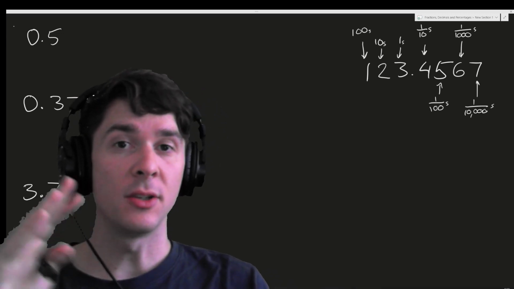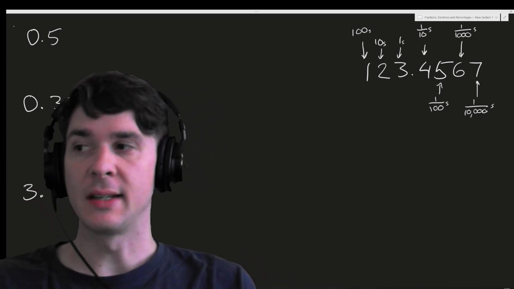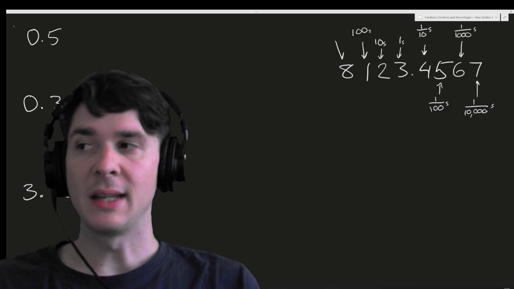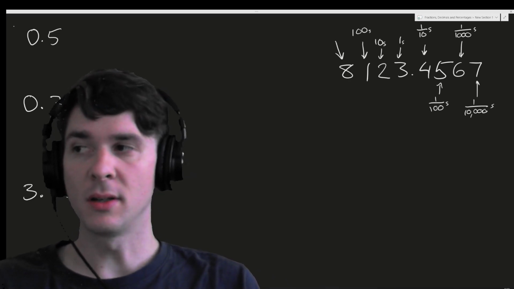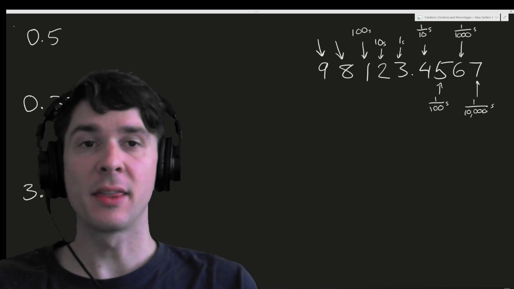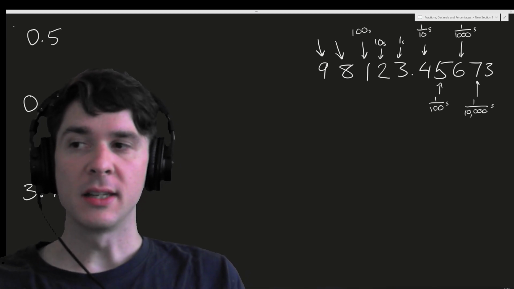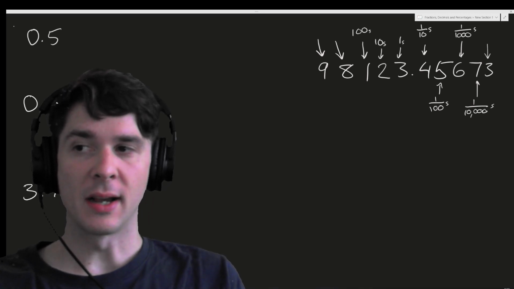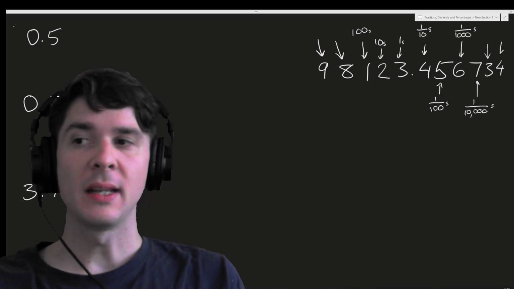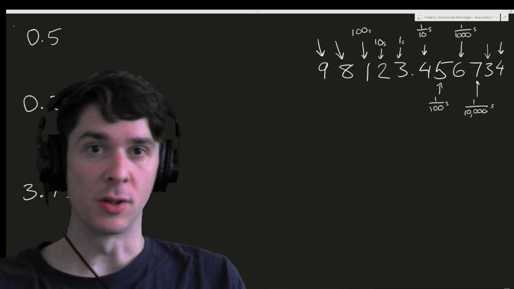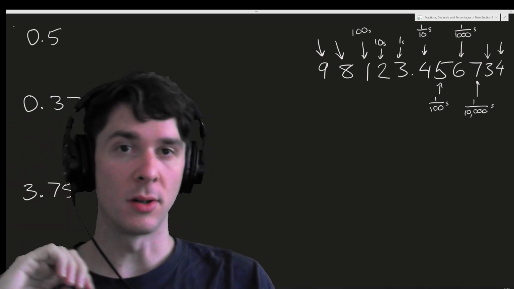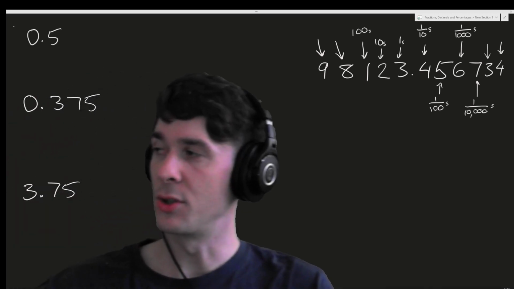Now this pattern continues in both directions. So if we had a digit here, this would be in the thousands position, and this would be in the 10,000s position. And if we went in the other direction, this would be in the 100,000ths position, and this would be in the millionths position. So we're going to use all of this knowledge to help us with these questions.